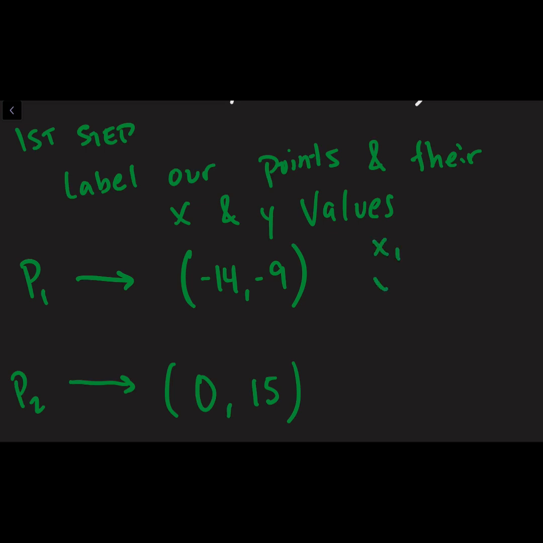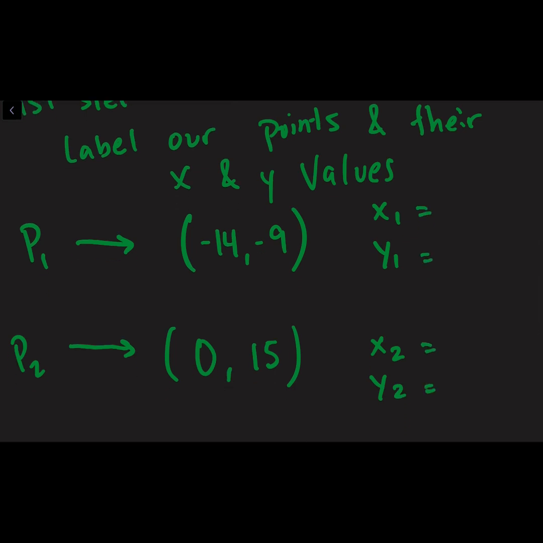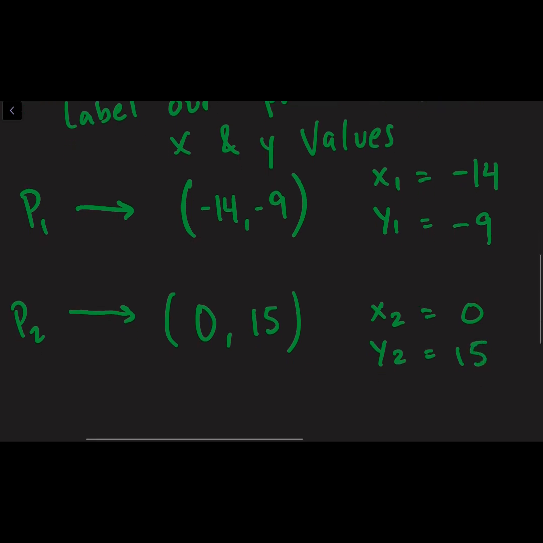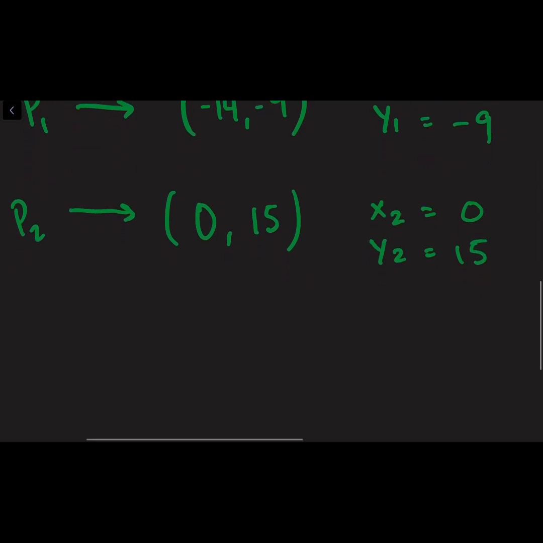So we have x1, y1, x2, y2. Since we've got those, now we're going to write them out: -14, -9, 0, and 15. Now that we've got our values, we've labeled everything out. We can move to the second step of the day.